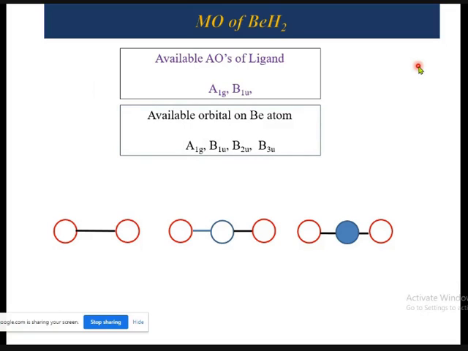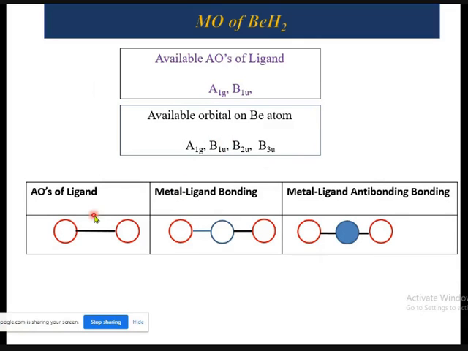Now see, the available orbitals on the beryllium atom are A1G, B1U, B2U, and B3U. Okay, now these are the atomic orbitals, right? This is for the first SALC equations. In that case, what metal-ligand bondings are possible?